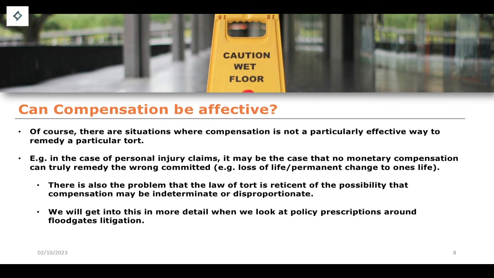But for now, the next lesson is going to look at the different types of tort and look at the different kinds of protected interests within the law of tort before we move on to actually looking at the substance of the law of tort, beginning with the tort of negligence.